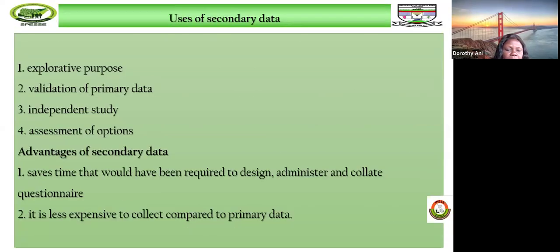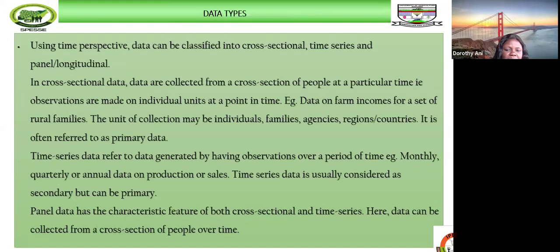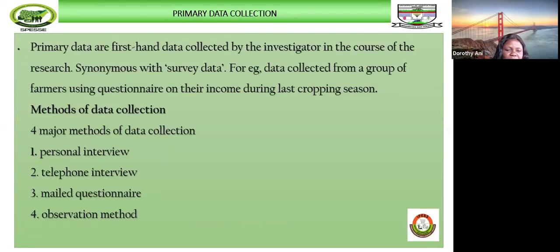We didn't talk about primary data. Sorry, that could be an omission. Sorry, there's a mix-up in the slide. But primary data is here.